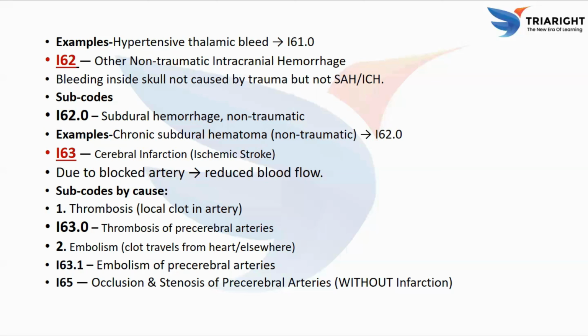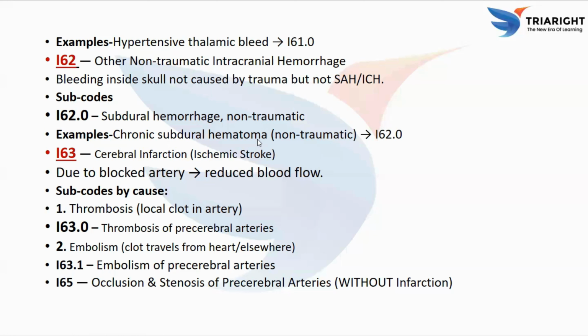Whereas embolism is I63.1. In embolism, the clot originates elsewhere, like in atrial fibrillation, and this clot gets lodged in the carotid or vertebral circulation. So thrombosis means a clot born here. Embolism means a clot flown here. So there is a huge difference between the two words.